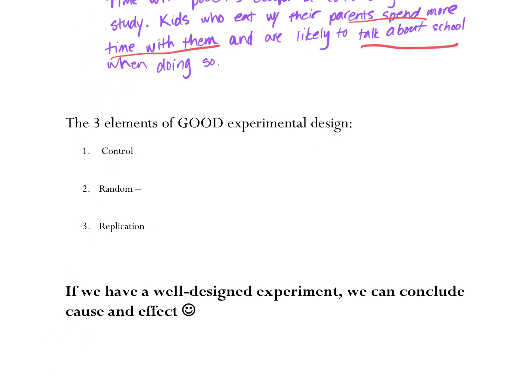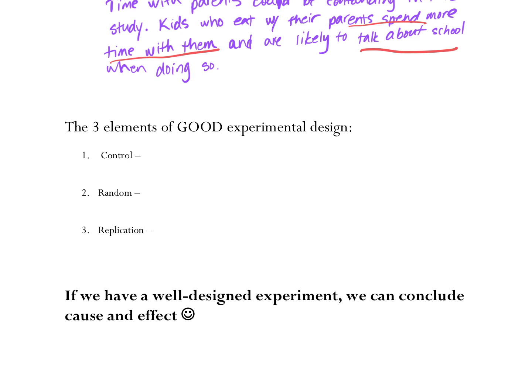Okay. So here's what we do with an experiment. Every experiment has three qualities that we need to have, okay? They are control, randomness, and replication. Okay, so control means preventing known confounding variables.